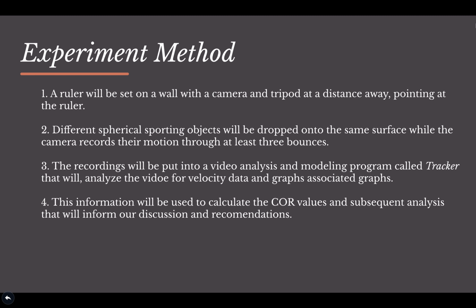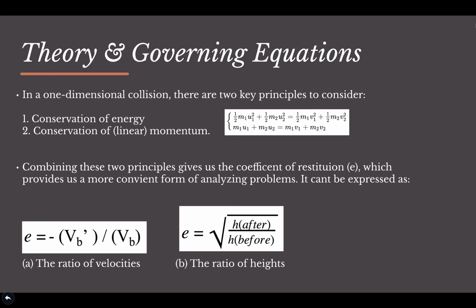We placed a ruler on a wall and dropped spherical sporting objects from a certain height and filmed their motion using a program called Tracker and an HD Canon camera. The Tracker program will analyze it and give us the resulting velocity and height differences of the ball before and after collision, which will be used to calculate the coefficient of restitution.